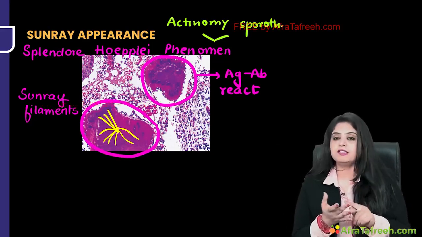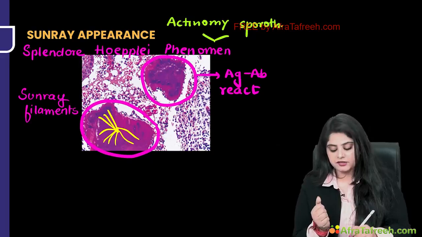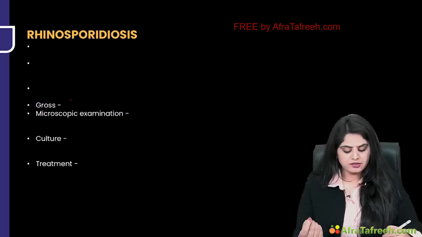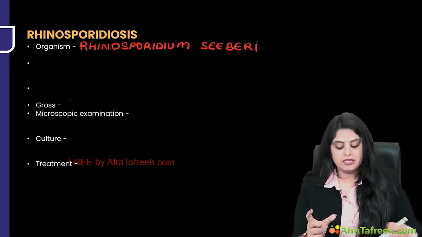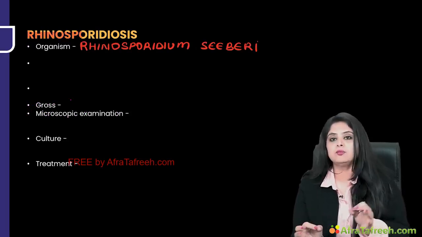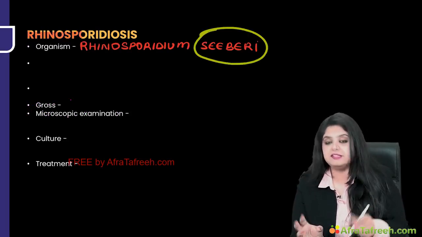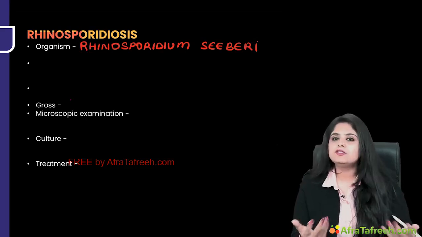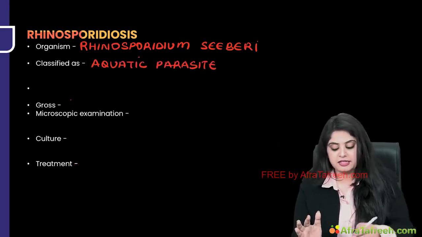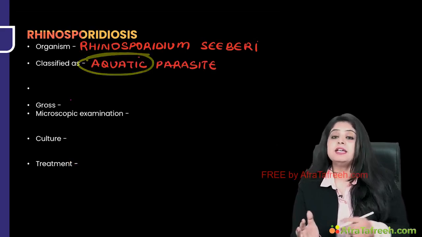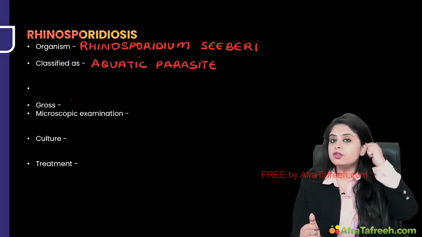So your MRCS, mycetoma is done. What is R? R stands for rhinosporidiosis. Can you guys tell me what is the organism? Rhinosporidiosis is caused by Rhinosporidium seeberi, and now they are saying it's not a fungus. Now they've reclassified it. They are saying it is an aquatic organism, an aquatic protozoa.